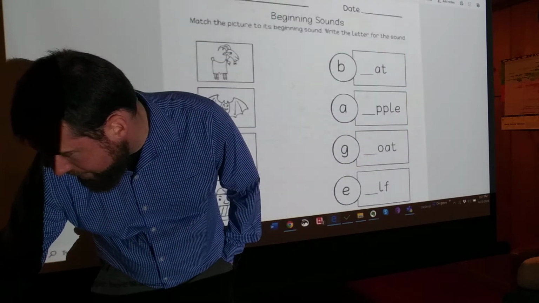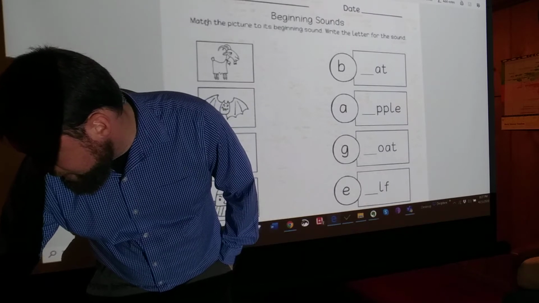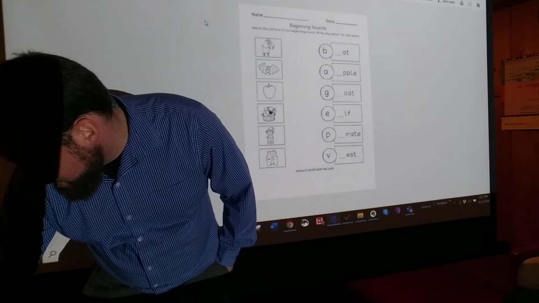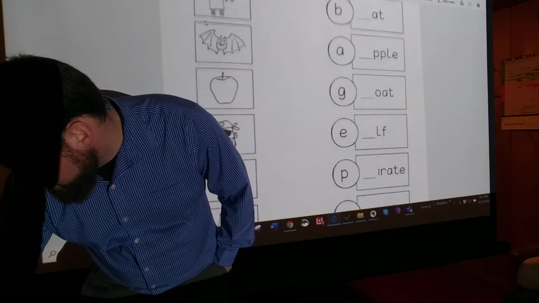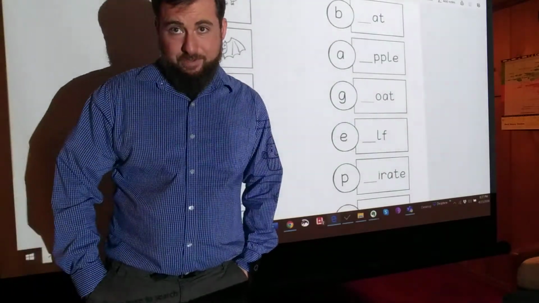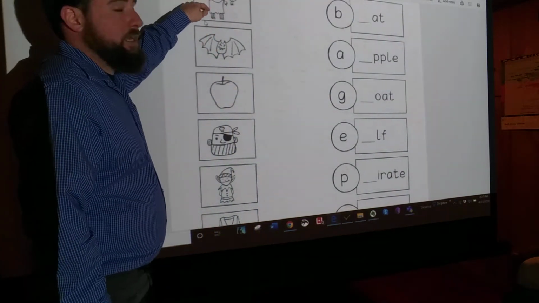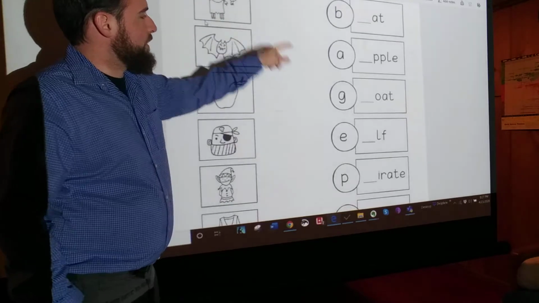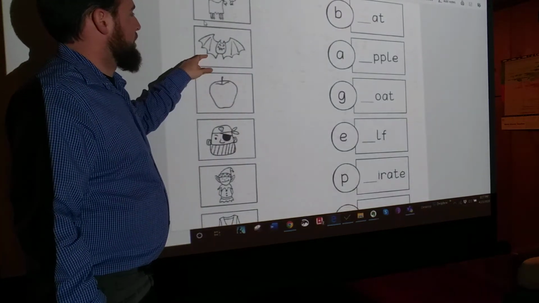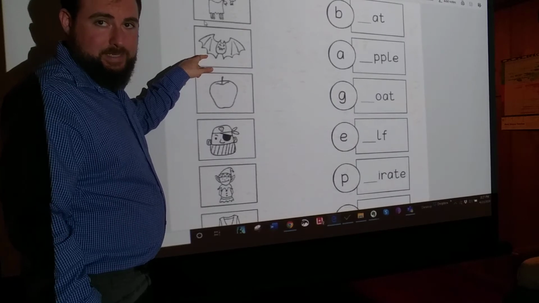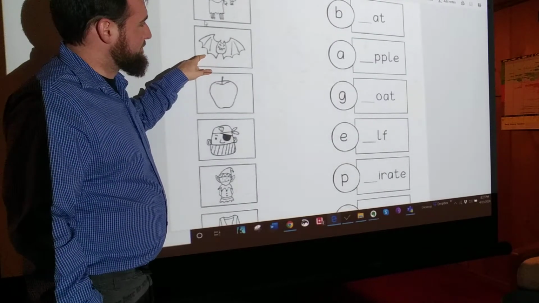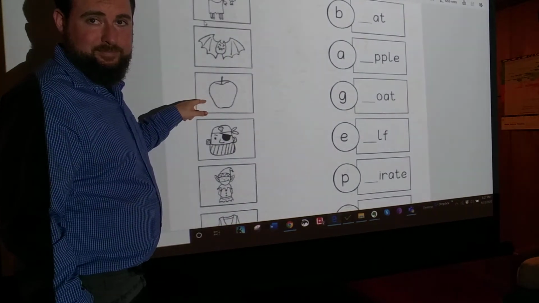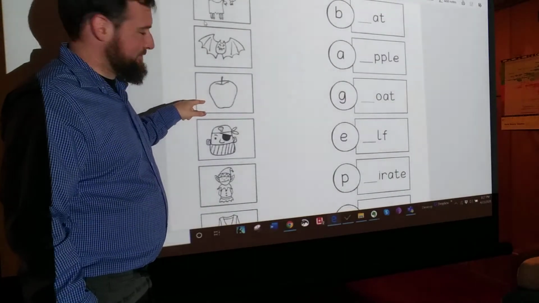So next we have page 1B. So same idea here. I'm going to go a little faster this time because now I think you've got the idea, all right? So this guy is a goat. Okay. Which letter is goat? This, we know what this is, right? It's a bat, like Batman. Bat. Which letter is for bat? What's that? That's right. It's an apple.